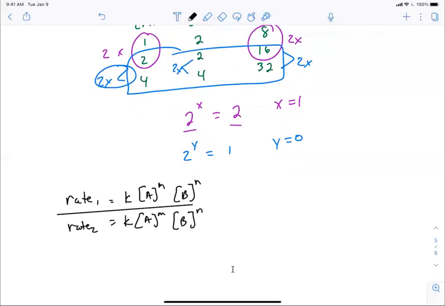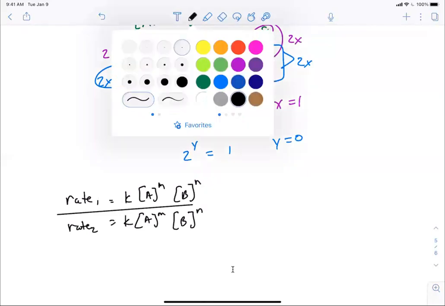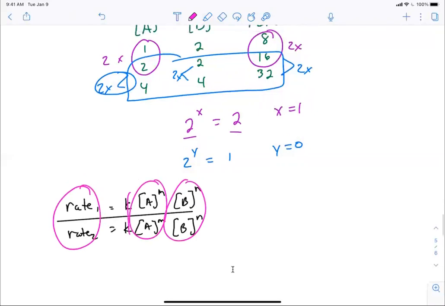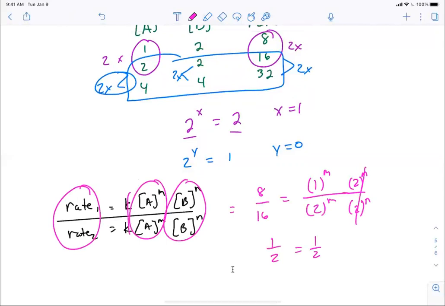And when you're doing this, you want to try to make one of them constant, so that way it cancels out, so you're left with only one thing that's a variable. And so K is always going to cancel out because K is constant. And so you'll get a rate ratio, and then you'll get a molarity ratio for each of these situations. So for example, for A, when I use trials 1 and 2, rate is 8 over 16. A is 1 to the M, 2 to the M, and B is 2 to the N, and 2 to the N. So that cancels out. So this is 1/2 is equal to 1/2 to the M. So M equals 1.